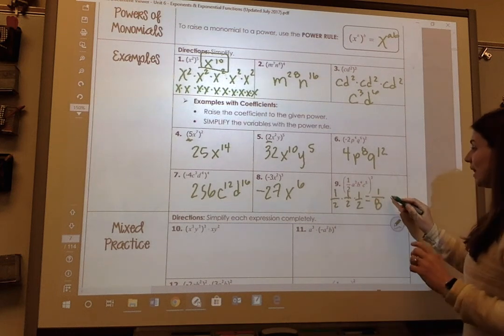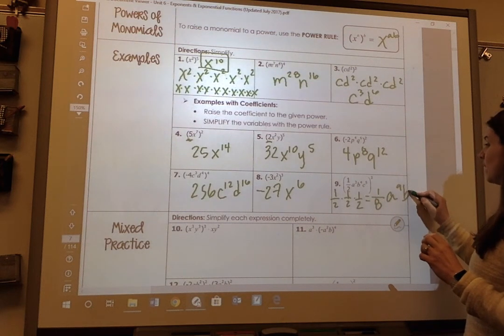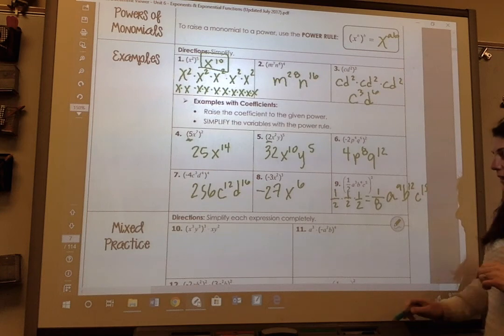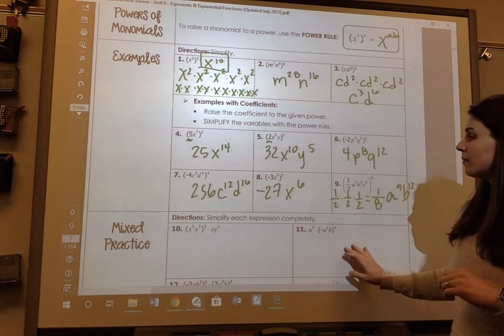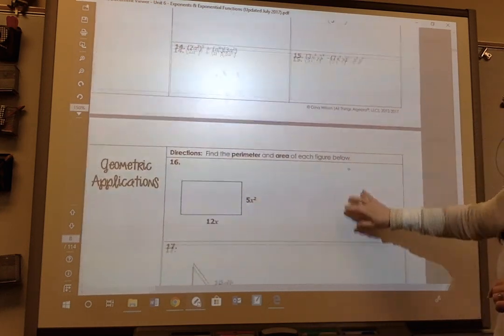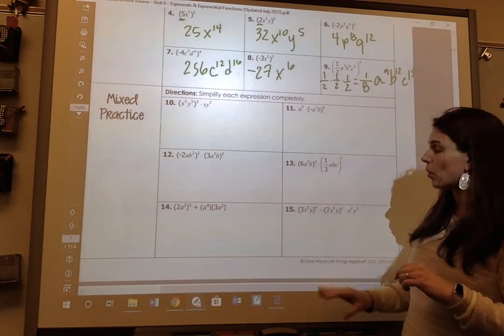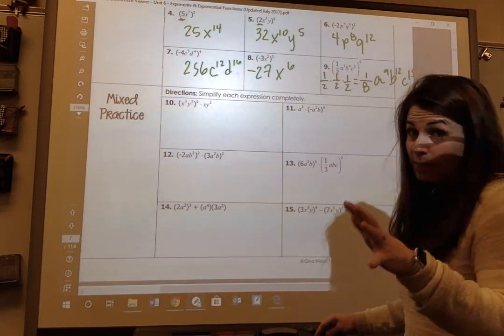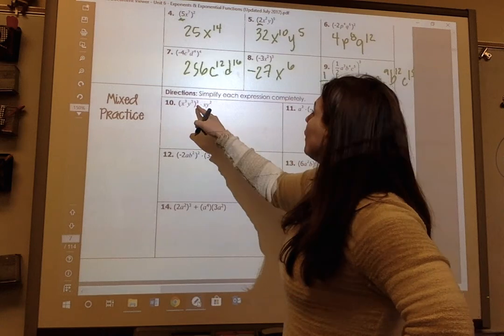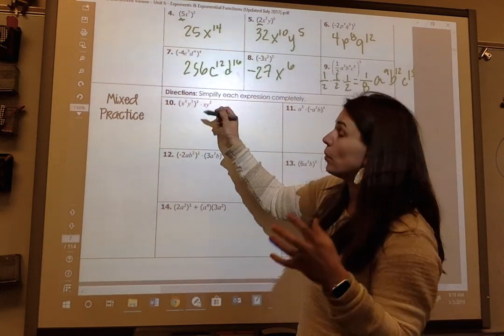So it's 1/8, a to the 9th, b to the 12th, c to the 15th. Okay? All right. Let's do some mixed practice together, and we're going to do all of these because the more practice we have, the better. So here, I'm going to do order of operations.